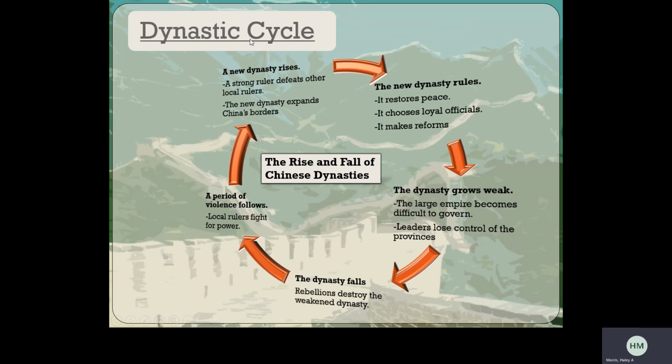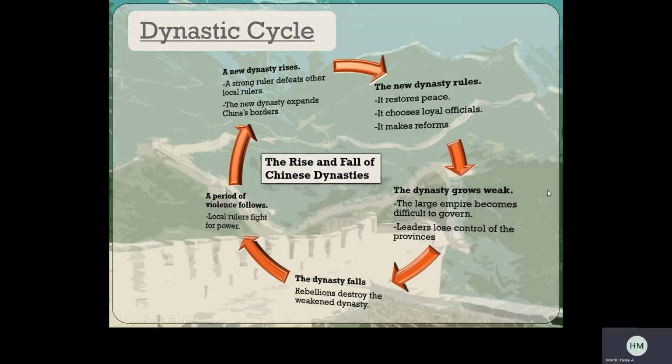A new dynasty rises, so a strong ruler defeats other local rulers, and the new dynasty expands China's borders. So, new dynasty forms. The new dynasty rules. It restores peace, it chooses loyal officials, and it makes reforms. So this is when the dynasty takes its stride and really rules.